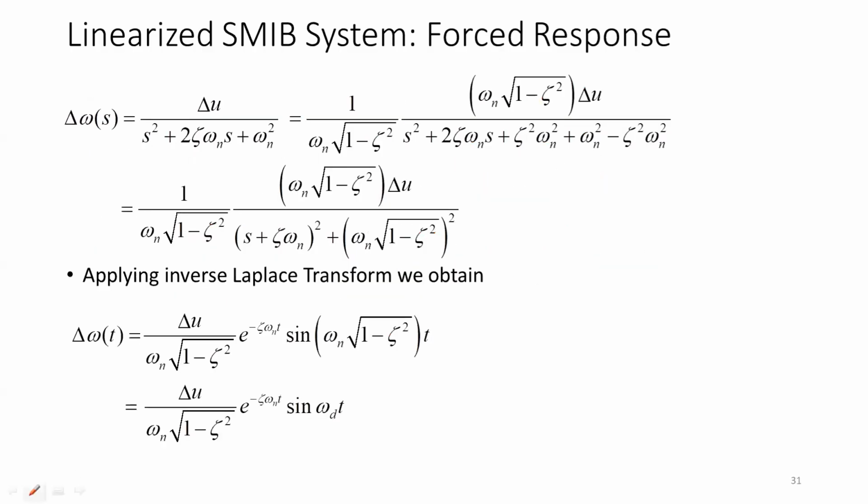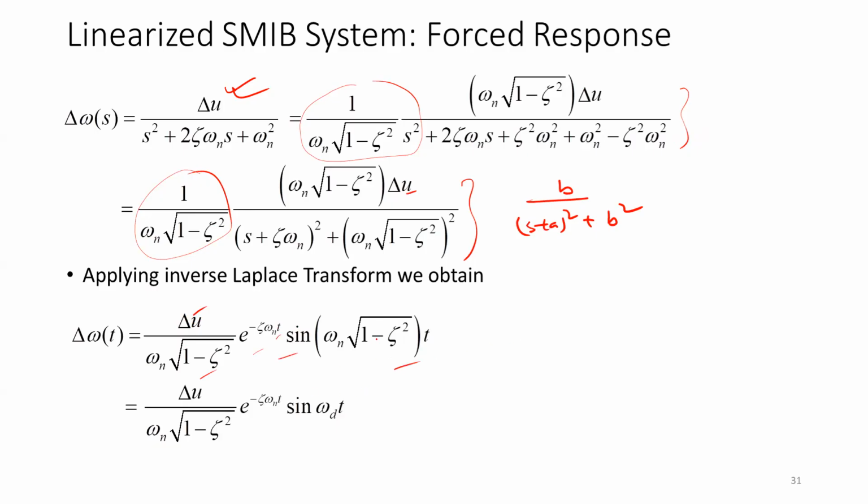Similarly, for the next one, del omega, this is the expression for your del omega. It is same as before. You insert root over 1 minus zeta square. This is your constant, so this constant comes over here. And this takes the form of b divided by (s plus a) square plus b square. So you apply it, and the constant comes over here. So del u, omega n, root over 1 minus zeta square, e to the power minus at into sine of bt. This can be written as omega d. So you end up getting this expression.